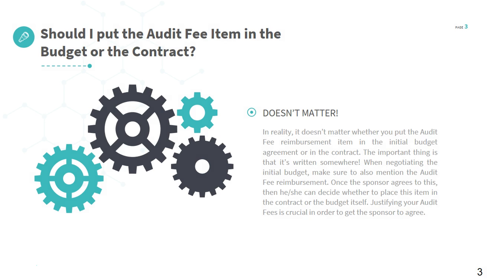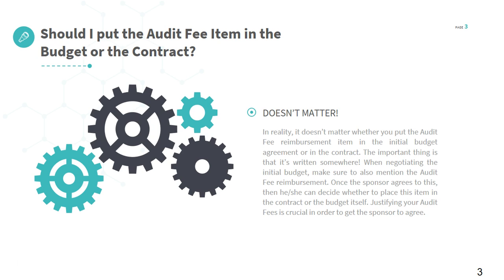So one thing to think about: should I put this audit fee item in the budget or in the contract? Well, frankly, it doesn't matter. In reality, it doesn't matter whether you put the audit fee reimbursement item in the initial budget agreement or in the contract. The important thing is that it's written down somewhere.